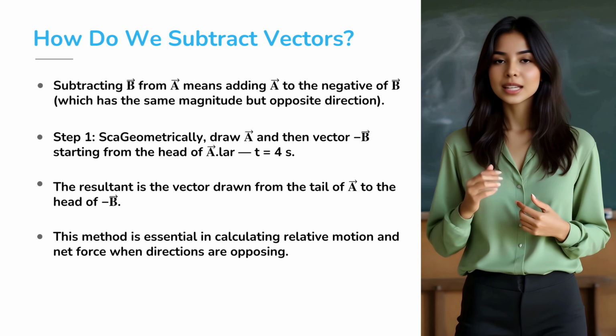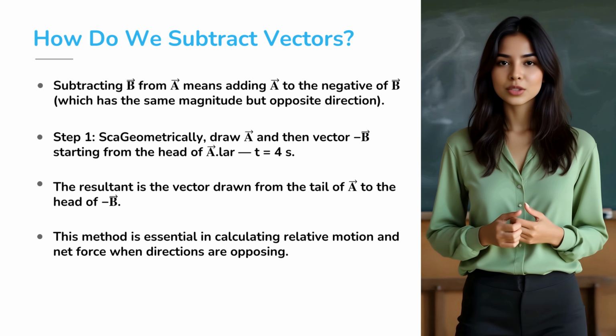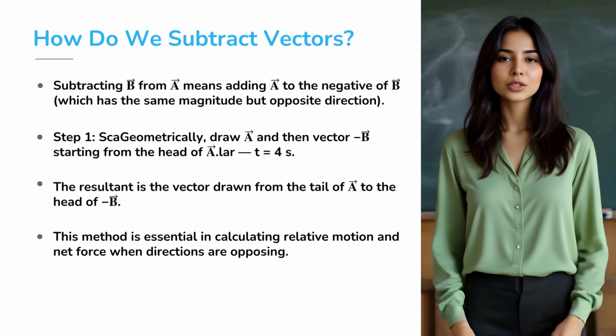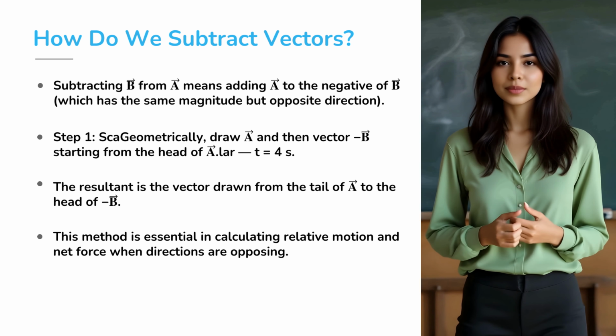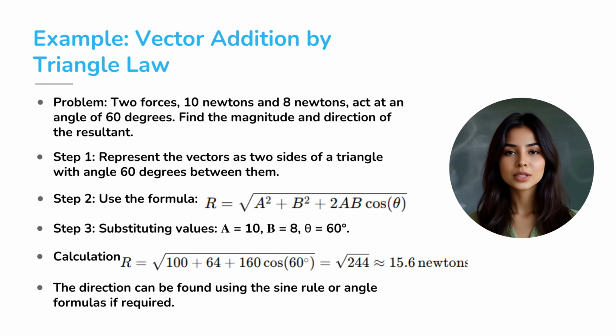This technique is essential in solving problems related to relative motion, like two trains moving in opposite directions or a swimmer against the current. Let's work through a powerful example using the triangle law. Problem: two forces act on a point, one is 10 newtons, the other is 8 newtons, and the angle between them is 60 degrees. Find the magnitude of the resultant force.